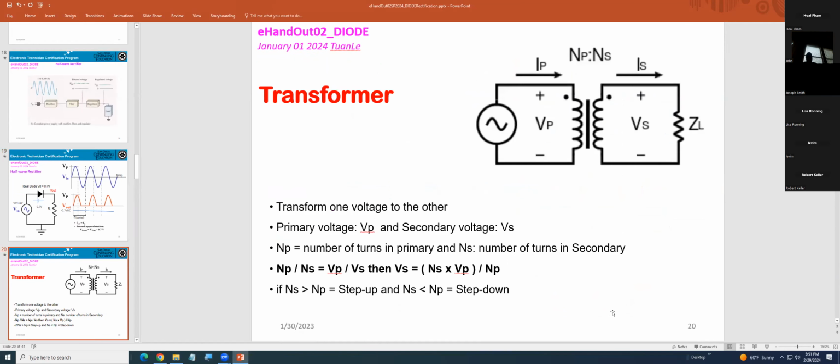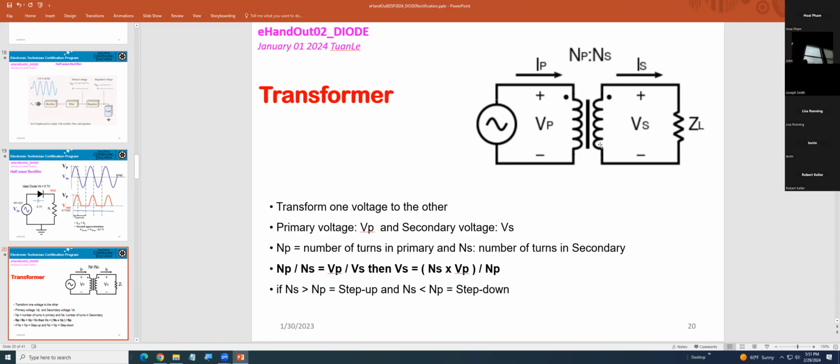Okay, now we're talking about the transformer. What is a transformer? Basically, they say a transformer transfers one voltage to the other. You can see outside your house, the voltage outside can be 400 volts. However, when it goes into your house, it is 120, okay, because they use a transformer. It transforms one voltage to the other.